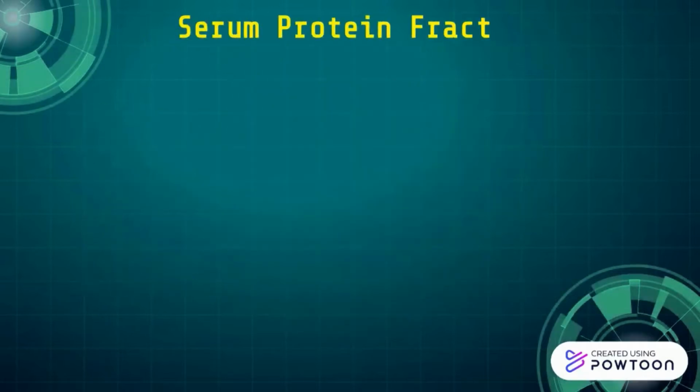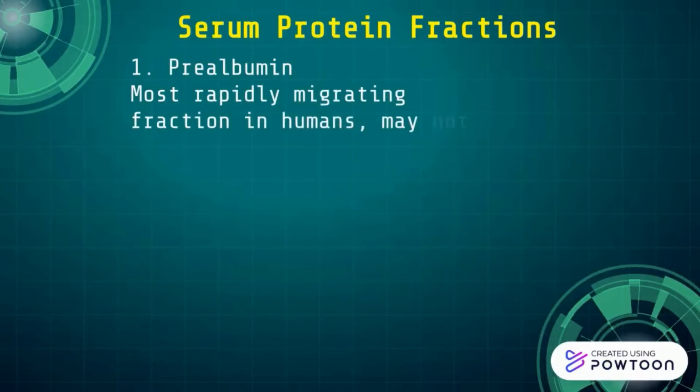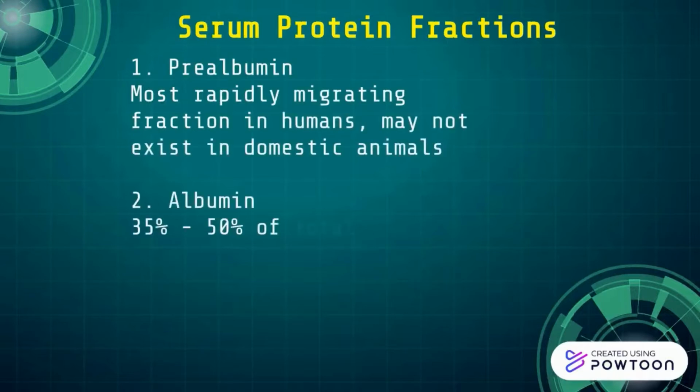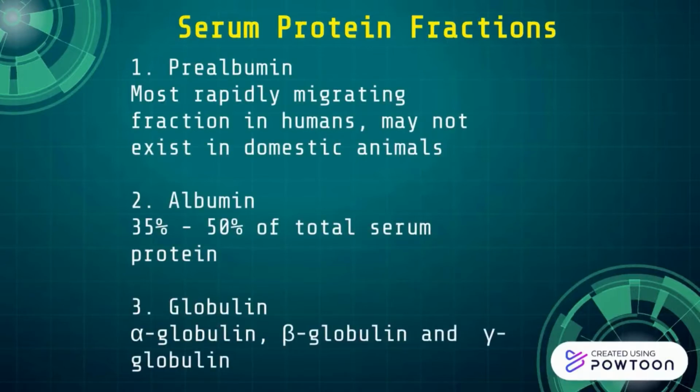Serum protein fractions can be divided into three. First is the pre-albumin, which may not exist in domestic animals. Second is the albumin, which is 35% to 50% of total serum protein. And lastly is the globulin, which consists of the alpha globulin, beta globulin, and gamma globulin.